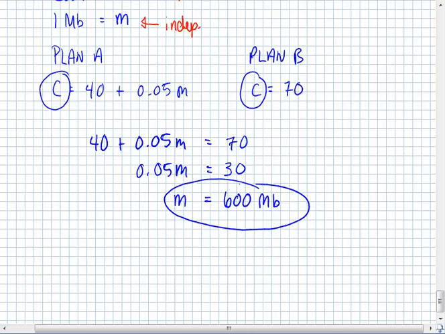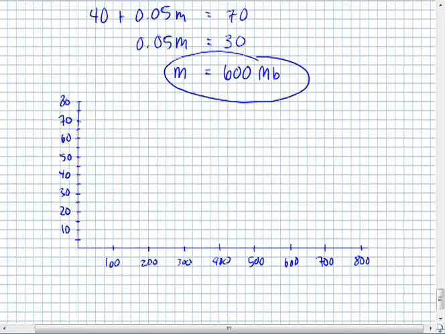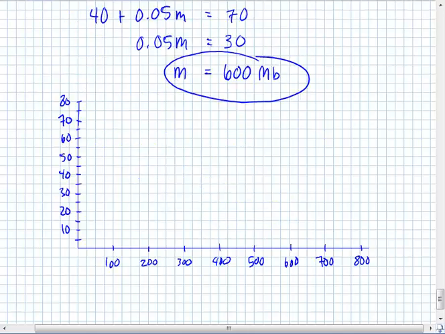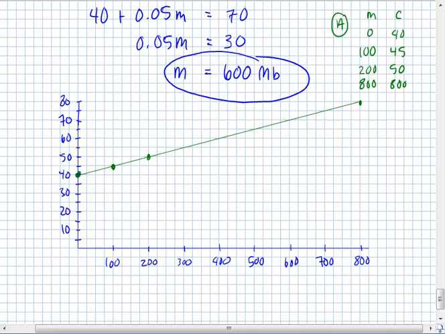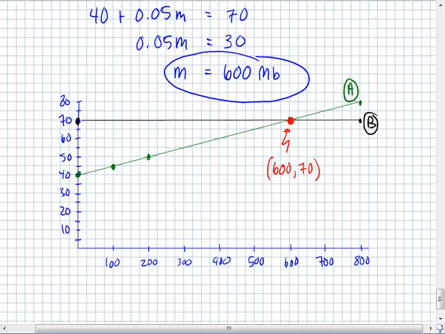Okay, so imagine that we were to graph this, it would look like this. Plotting megabytes, the independent variable, on the horizontal axis. And here's plan A. And because it's a straight line, you really only need 2 points. Anyways, here comes plan B. And there's also your solution. So that point there, (600, 70), is the point at which both plans cost the same.